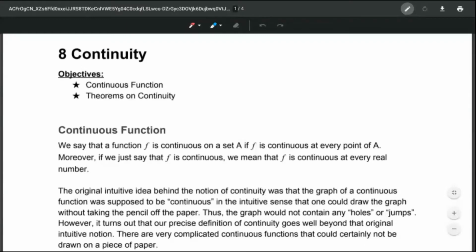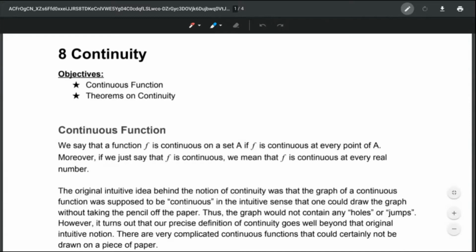In this video, we're going to talk about continuity. Basically, we're going to talk about what is a continuous function and the different types of discontinuity. So first off, we say that a function f is continuous in a set A if f is continuous at every point of an interval A. More, we just say that f is continuous, we mean that f is continuous at every real number.